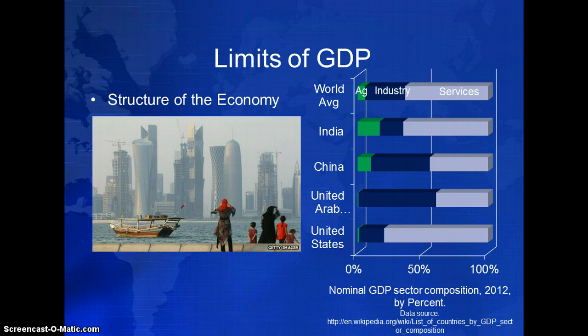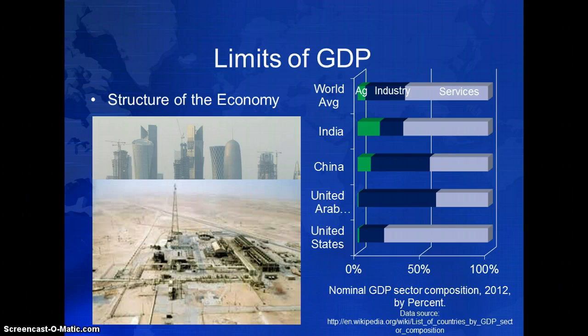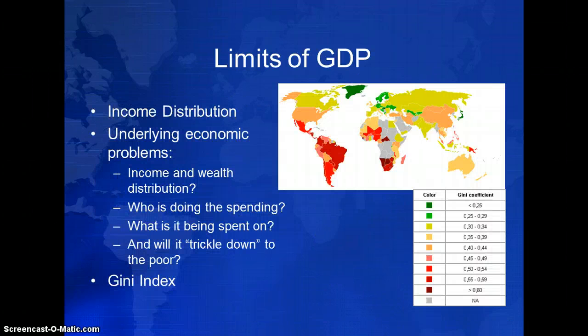The International Monetary Fund currently lists Qatar as the world's wealthiest country, with a GDP per capita of almost $100,000. Yet the economy is almost entirely dependent on a single primary commodity, oil, for all of its export earnings and economic activity. Should Qatar be classified as a highly developed country, or as a developing country? GDP doesn't give us an answer to this question.